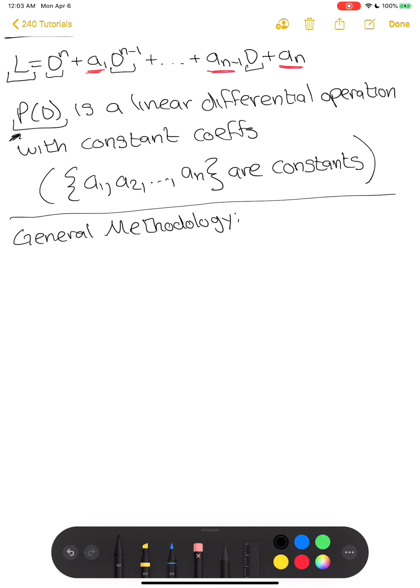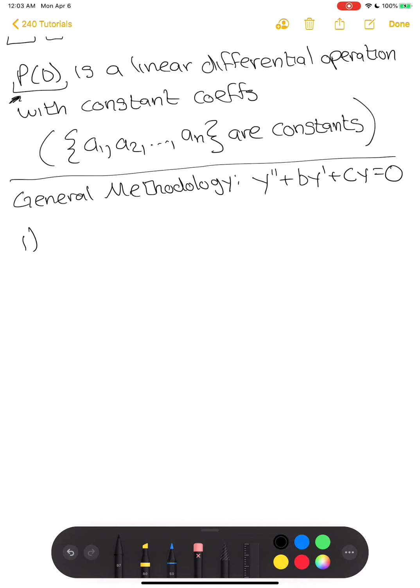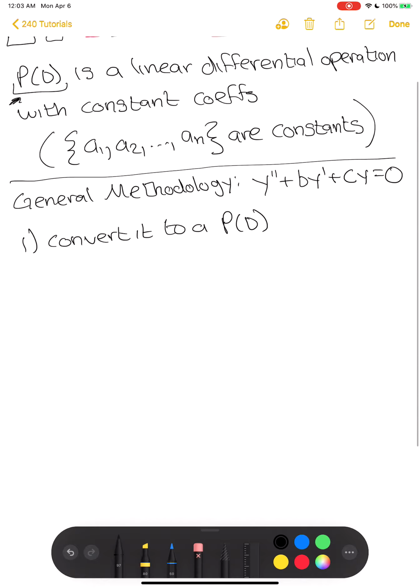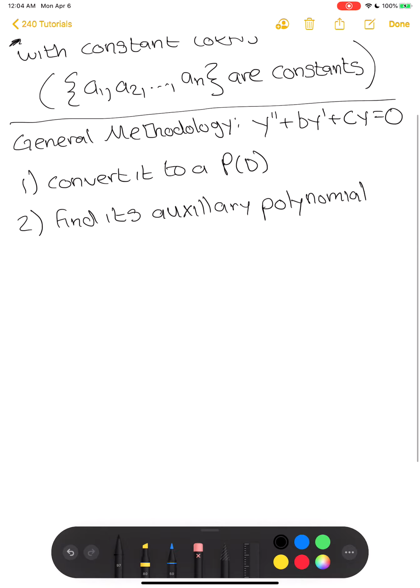you're given some differential equation, y double prime plus by prime plus cy is equal to 0, okay? So again, B and C are just going to be numbers here. What you do is you first convert it to a differential operator, P of D. And then what you do is you find its auxiliary polynomial. We'll talk about what that is in a second with a few examples.